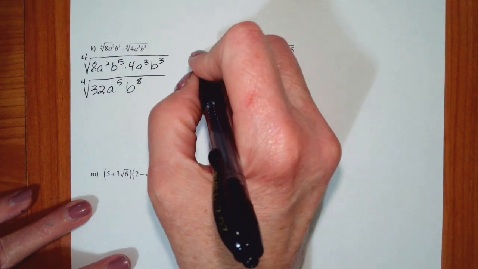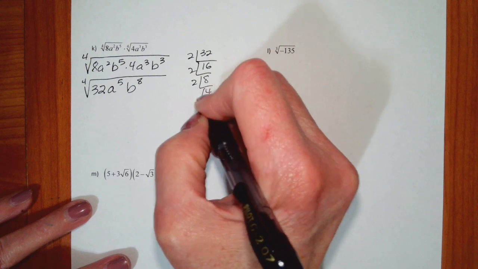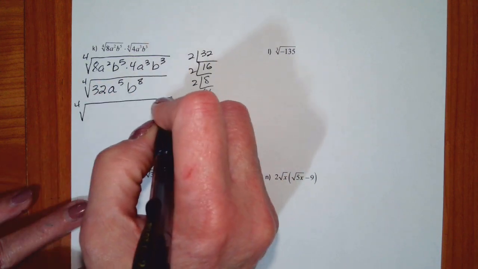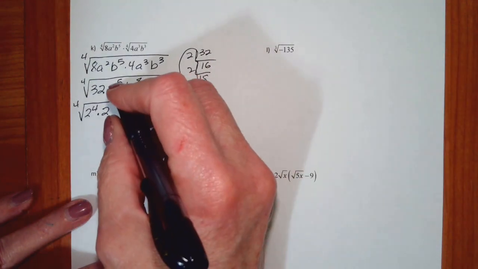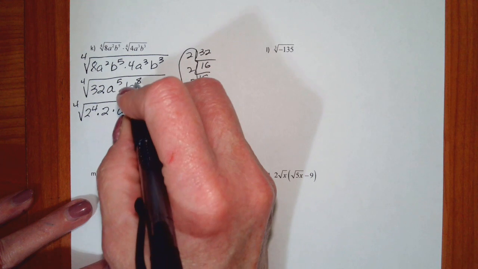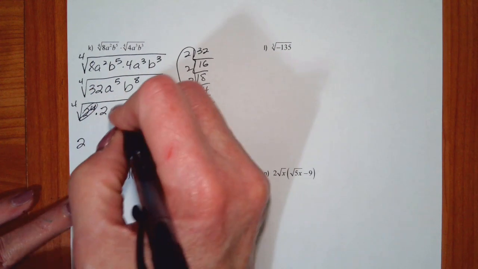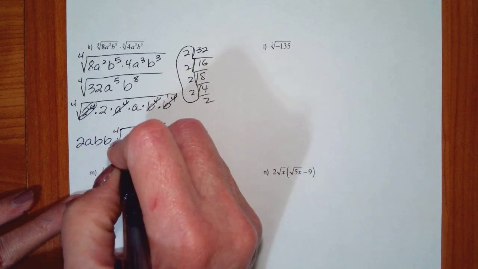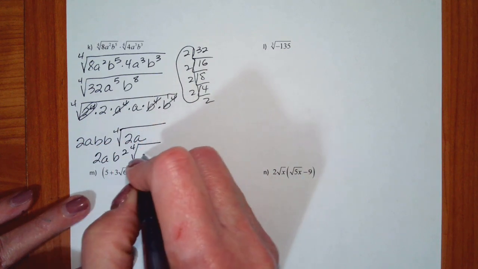Okay, so 32 is divisible by 2, by 2, by 2, by 2, by 2. I'm looking for fourth roots. So this is going to become the fourth root. I've got a 2 to the fourth times 2. A to the fifth, I've got an a to the fourth in there, so that's a to the fourth times a. B to the eighth, well, 8's bigger than 4, so it's b to the fourth times b to the fourth. So this comes out, this comes out, this comes out, this comes out. I'm left with the fourth root of 2a. So my final answer is 2ab to the second times the fourth root of 2a.